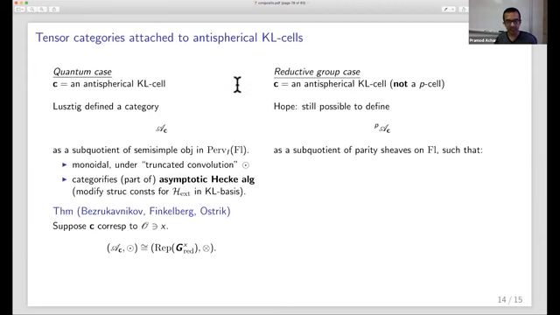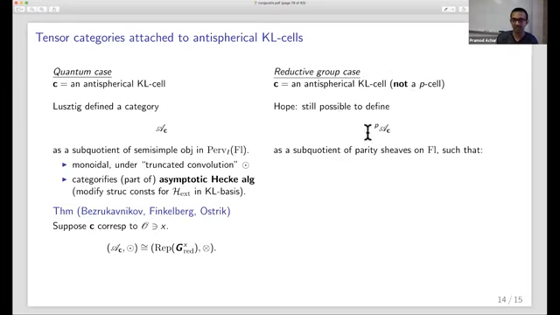So in the reductive case, I want to state a conjecture. Well, it's weaker than a conjecture, because there are no examples where I know how to compute this. Maybe it's just a hope. I want to still start with an anti-spherical Kazhdan-Lusztig cell. So Roman's question from earlier is relevant. I'm not starting with a P cell, I'm starting with an anti-spherical cell.